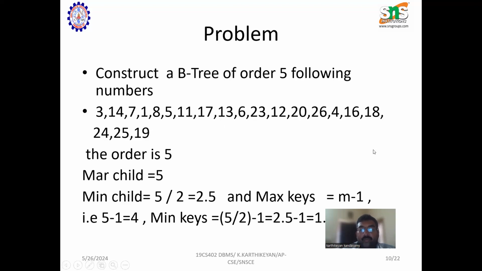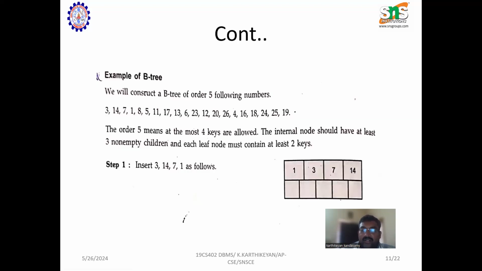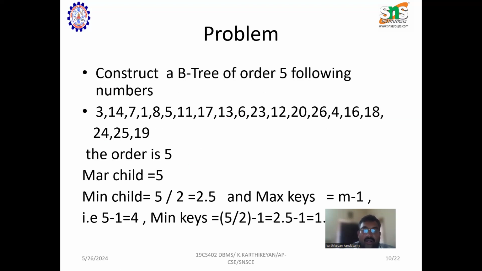So this is one of the problem statements. Construct a B tree of order 5 for the following numbers. We have a set of numbers. Order is m, and the order is 5. So the maximum number of children is 5.